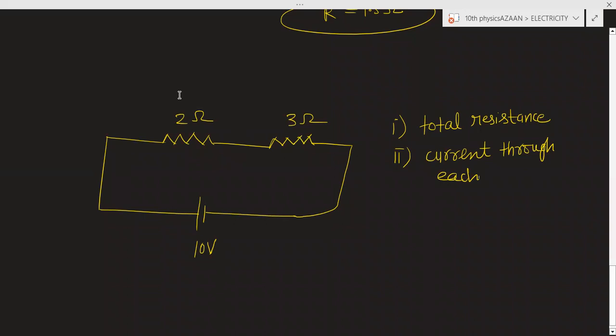This combination of resistance. Sir, equivalent resistance will be 5 ohm. Yeah, it will be 5 ohm and current will be 2 ampere through each resistance.